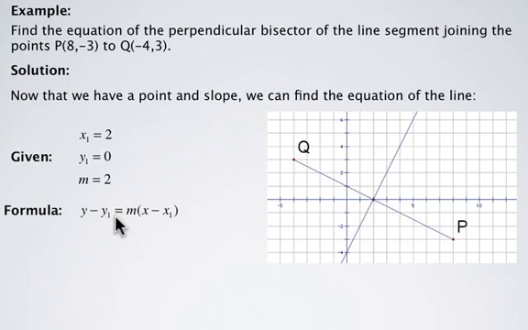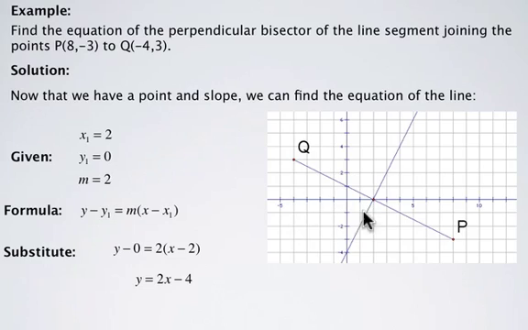And when we substitute into our point-slope formula, we end up with y minus 0 is equal to 2 times (x minus 2). And that means that our equation in slope y-intercept form is y equals 2x minus 4.